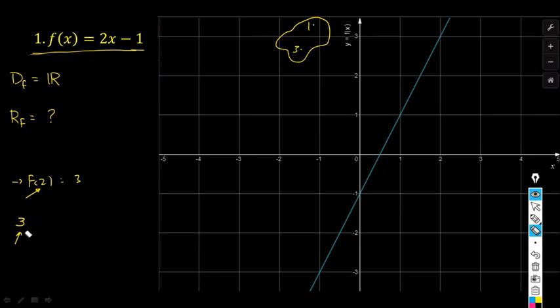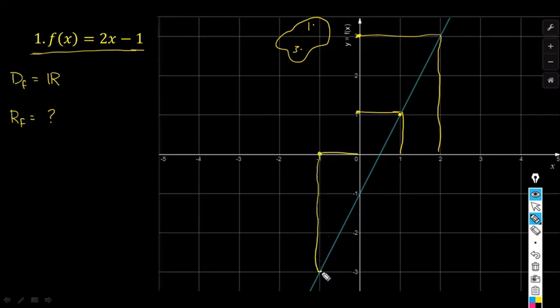Why? Because of the following. Look at the graph. 1 is this point. Remember, for an input of 1, we get an output of also 1. For an input of 2, we get an output of 3 right here. So 1, 3. Now for an input of minus 1 over here, we get an output of minus 3, as you can see. For an input of minus 1, we get the output of minus 3.